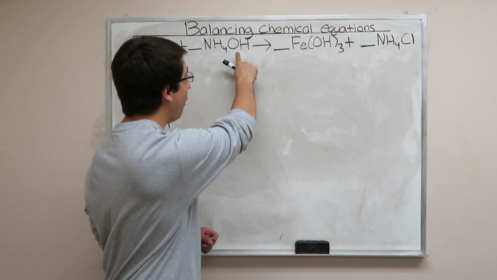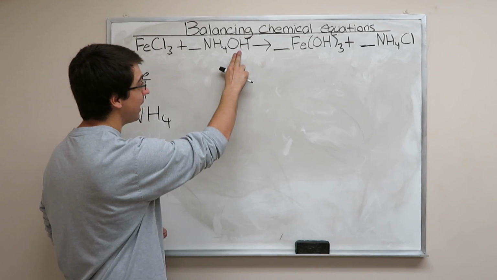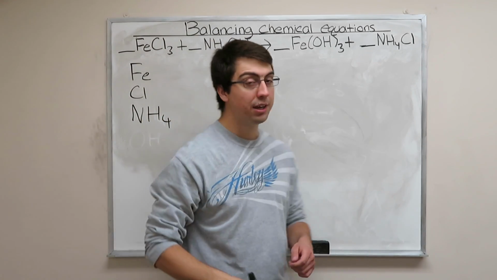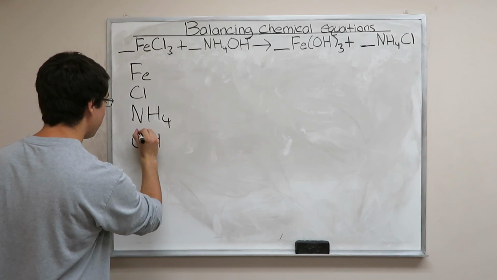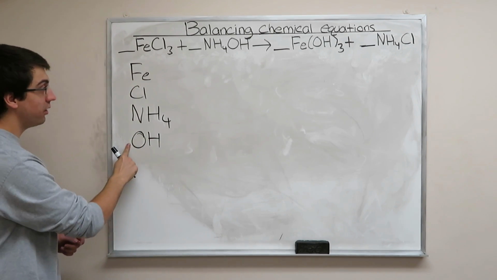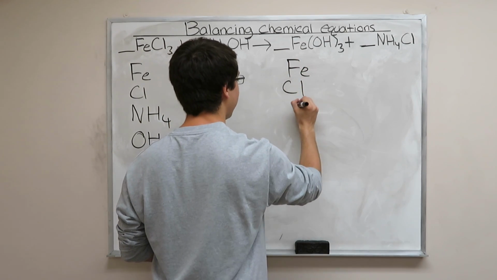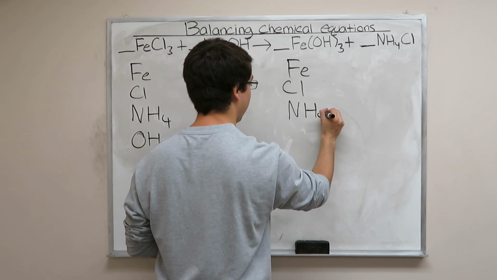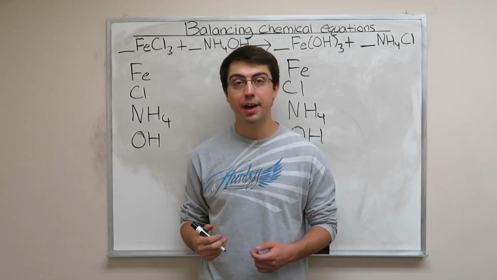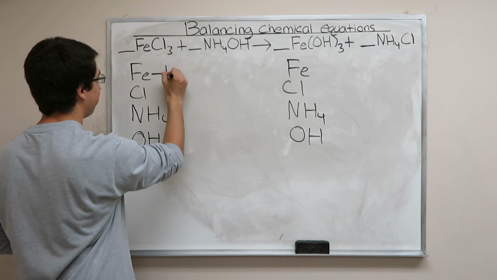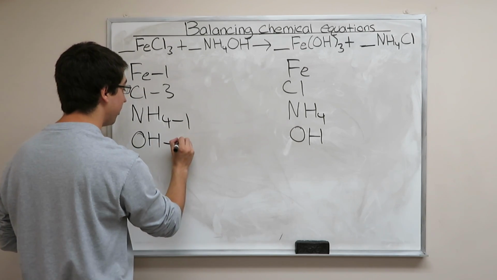And then we have OH. OH is hydroxide. Hydroxide is also a polyatomic ion. And if we check this equation, we know it's on the reactant side, and the hydroxide is also on the product side. So I'm just going to balance the hydroxide as a whole. So I'm going to write OH here. And now I'm going to write these elements in the same order for the product side. So we have Fe, we have Cl, NH4, and OH. Next, I'm going to write down how many of each of the elements we have. So we have 1 iron, 3 chlorines, 1 NH4, and 1 hydroxide.